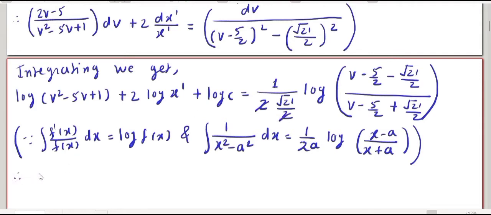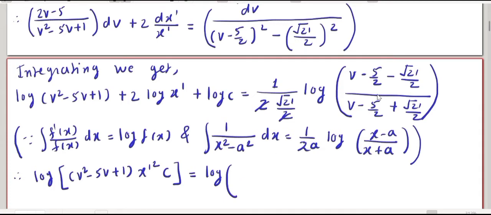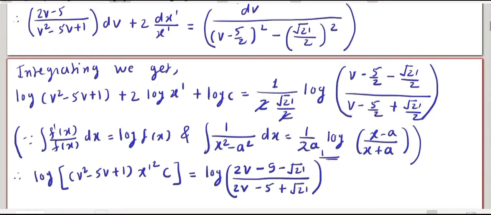Now using the rules of logarithm, we get log of (v square minus 5v plus 1) into x' square into c is equal to log of, here we have to simplify this term as well as this term and cancel 2 to the 2, we get [(2v minus 5 minus under root 21) divided by (2v minus 5 plus under root 21)] raised to this value 1 upon under root 21.